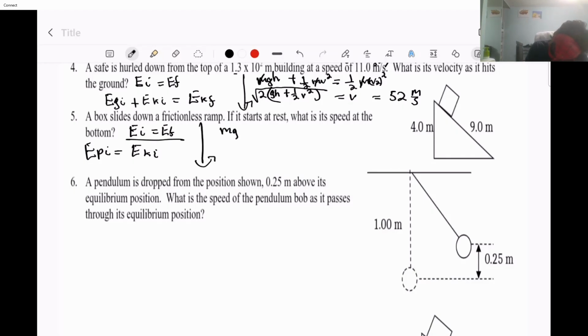So 1 over 2 mv squared, cancel out the m's, we isolate for v, which equals the square root of 2gh. I'll just plug it into my calculator because I'm lazy. Also, don't let the ramp catch you off guard, because the gravitational potential energy here is all dependent on the height, like this height. That's basically because gravity acts in this direction. Also, for this answer we want it in 2 significant figures, so 8.9 meters per second.